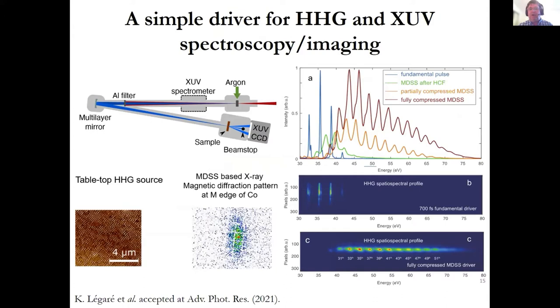We have already done it. We can generate harmonics up to 60 eV, and we use these harmonics to do time-resolved X-ray spectroscopy, XUV spectroscopy in magnetic material. I can see that my time is running out, so I will stop here. There's a paper accepted in Advanced Photonics Research if you are interested.